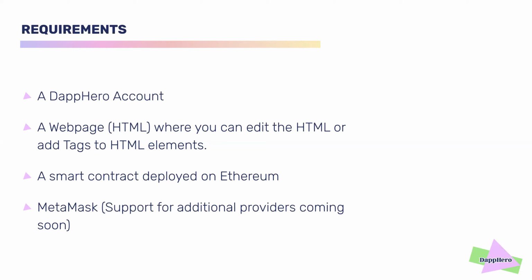In general, if you want to connect to smart contracts, you don't need smart contracts to use DappHero. For example, NFT features are available without using a smart contract. Some other features such as getting users identity. We also support decentralized identity with 3-box, and that can be done without a smart contract. But if you're connecting to a smart contract, you will need a smart contract deployed on Ethereum.